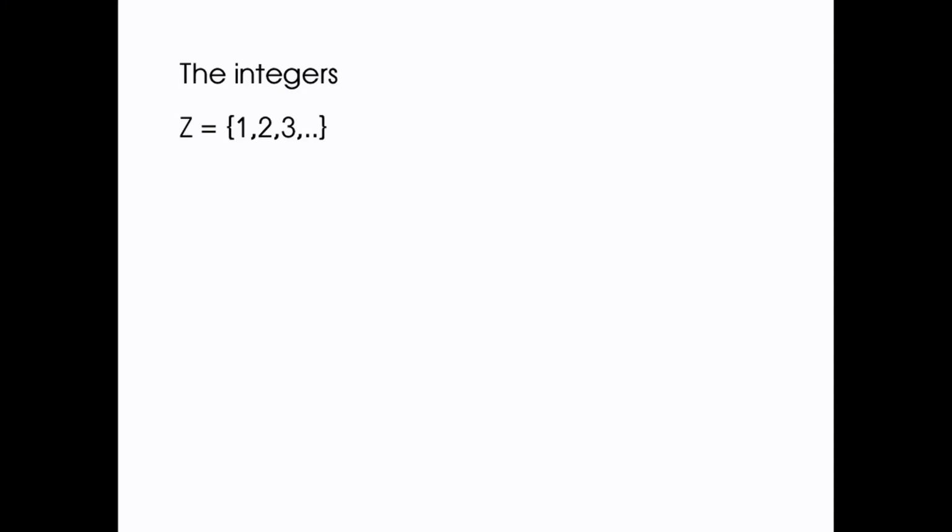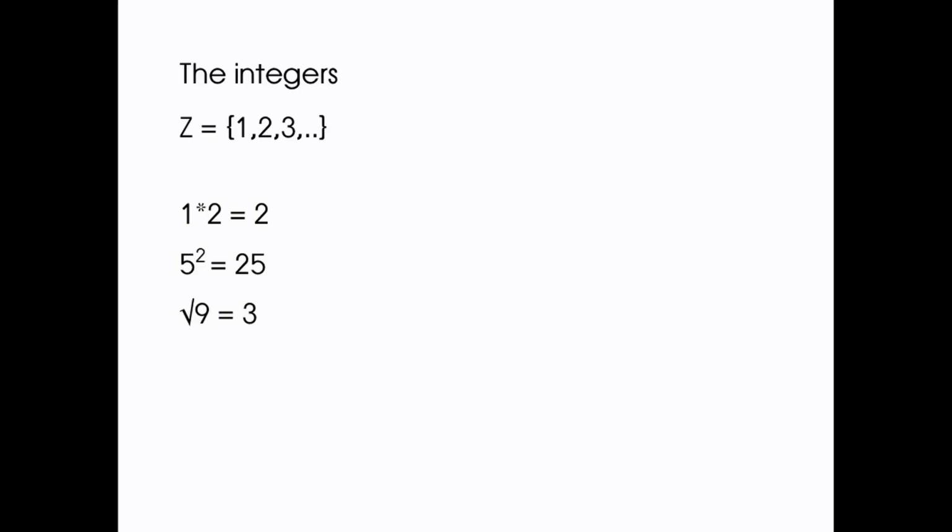The first thing that we will need to talk about is integers. And especially we're going to be talking about multiplication, square root, and square. In the integers, we have all the numbers from 1 to infinity, and we mark the set with curly brackets. Now, multiplication in this set is pretty simple. For instance, 1 times 2 is 2, 5 squared is 25, and the square root of 9 is 3.